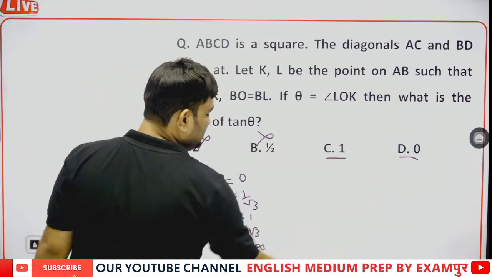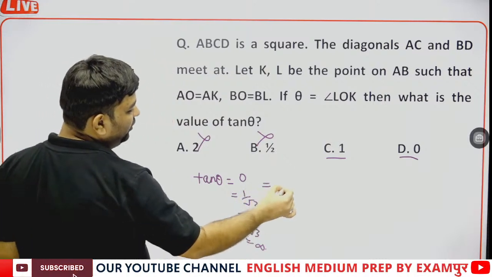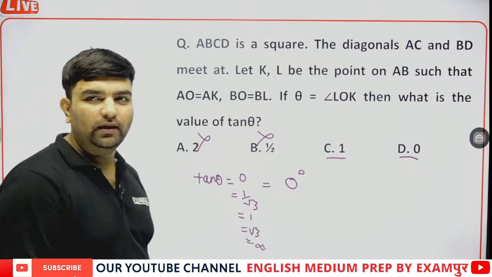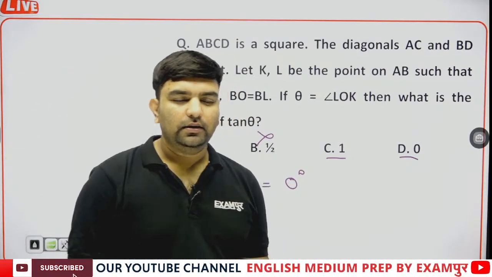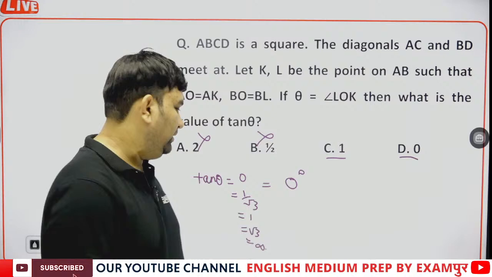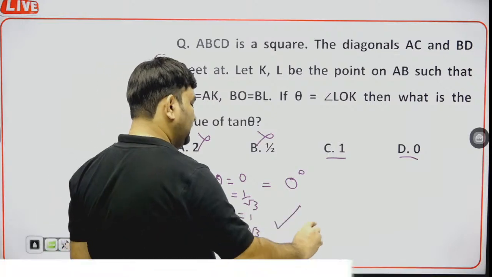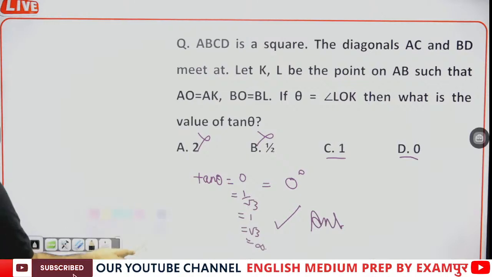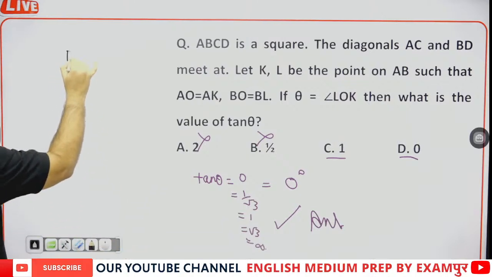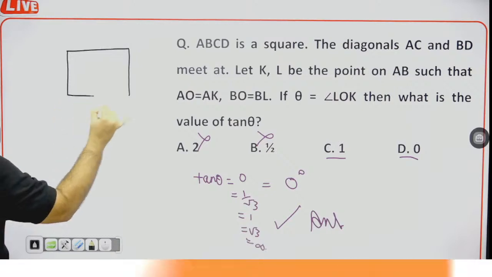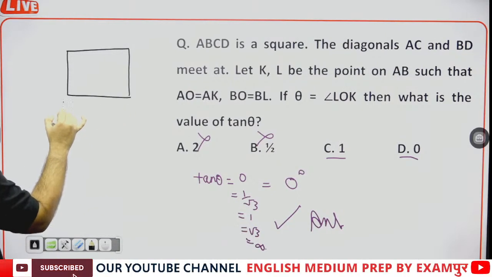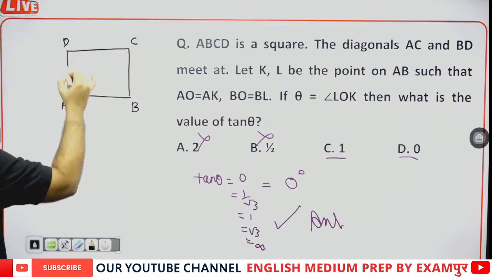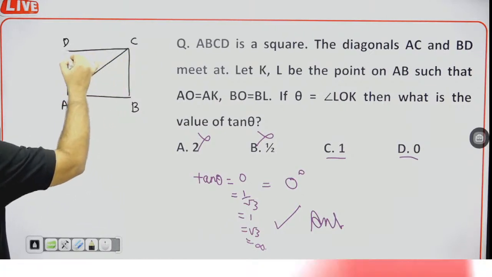Either this or this. So tan theta will come for theta equal to 0 degrees. And when you draw the figure, you will get to know it's not 0 degrees. So the answer possible is 1 only. It's a CGL problem, 2015 mains maybe, as far as I remember.